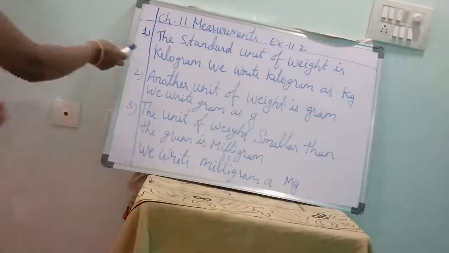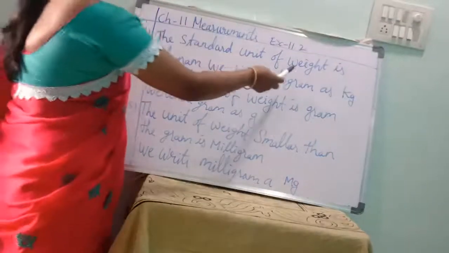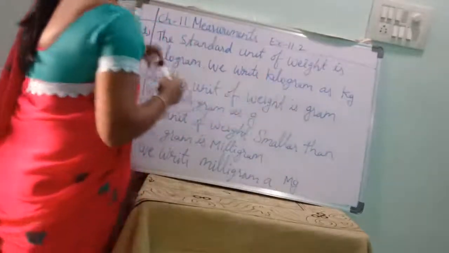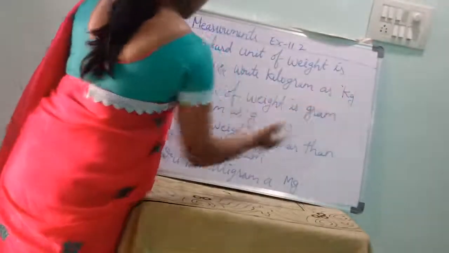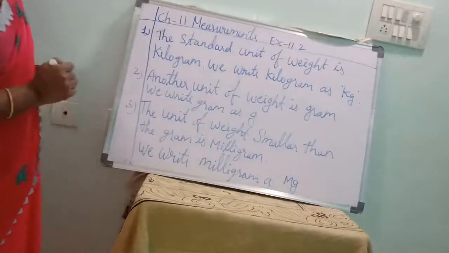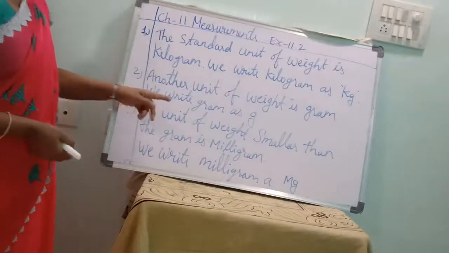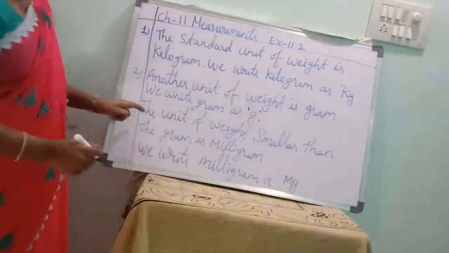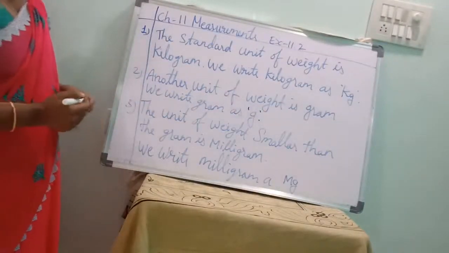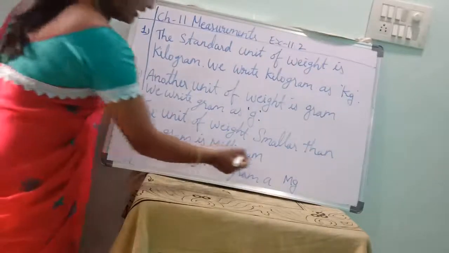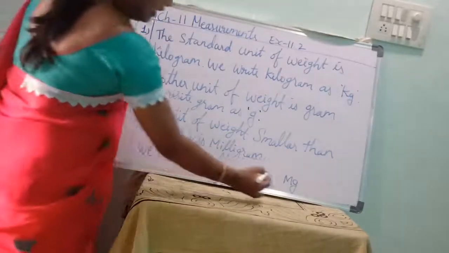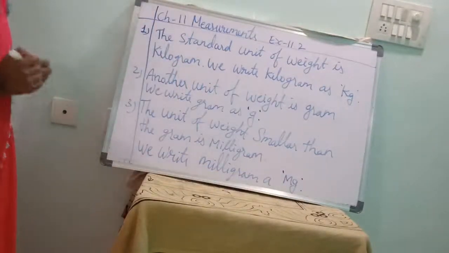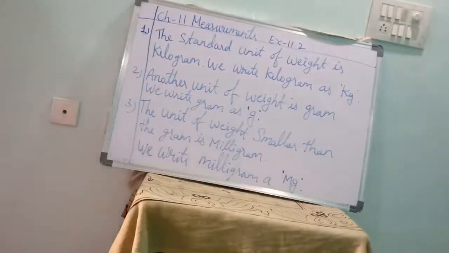See, read this. The standard unit of weight is kilogram. We write kilogram as kg. Next, another unit of weight is gram. We write gram as g. The unit of weight smaller than the gram is milligram. We write milligram as mg. Understood, children? Write in the classwork.